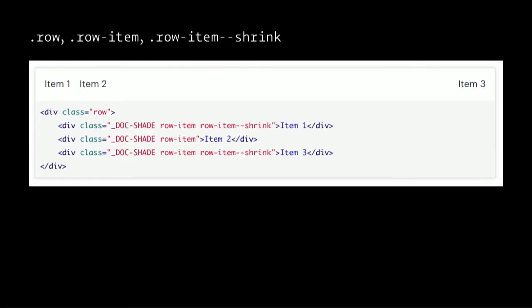But it gets fancier. This is a flexbox abstraction with three classes, where row sets a flex parent, and all flex children get a class of row item. Then you can simply declare row item shrink, and that will tell that item to shrink to the content width. Here you see item two is just filling content.